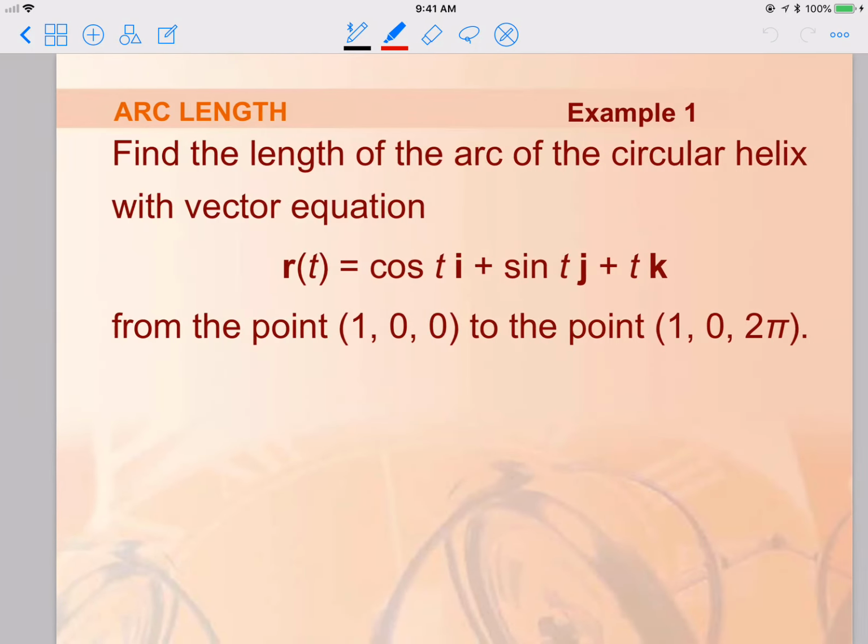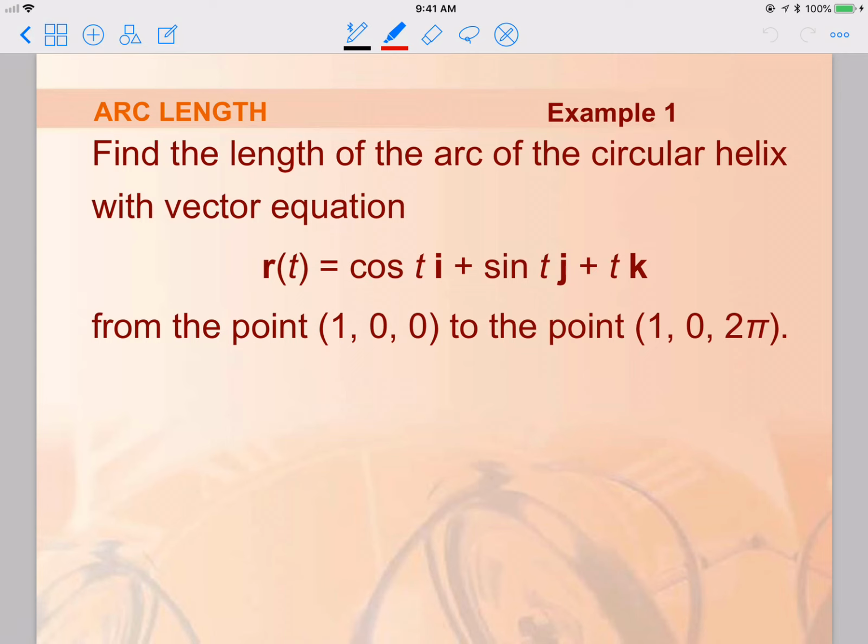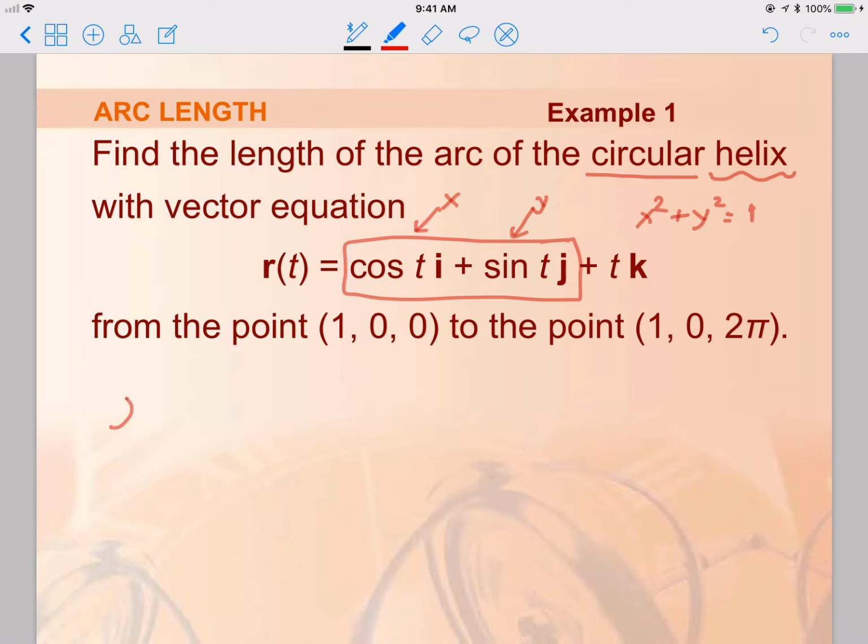Okay, all right. So let's do this example. Find the length of the arc of the circular helix. There we go again with the helix. So we've got a circular helix because if we look at the x and the y components, notice if this is x and this is y, then x squared plus y squared is equal to cosine squared plus sine squared, which is 1. So this would be the unit circle, but the unit circle is now traveling in space.